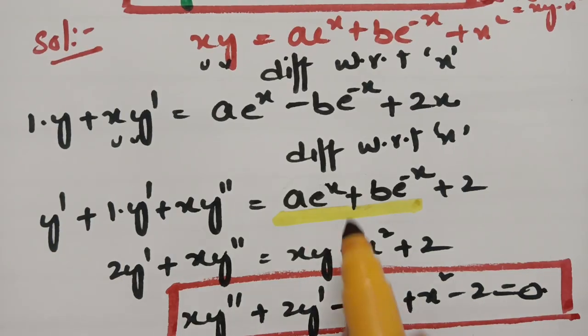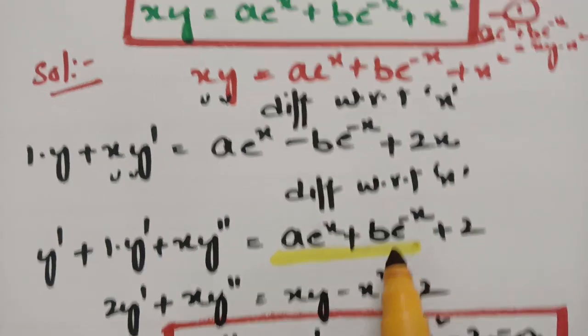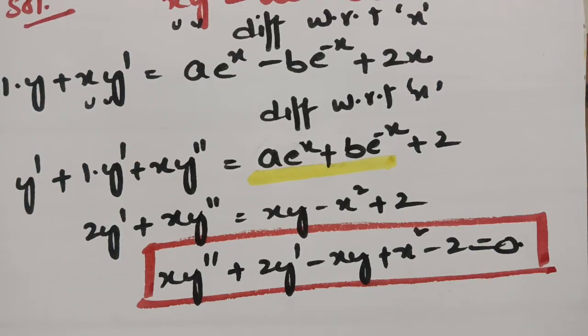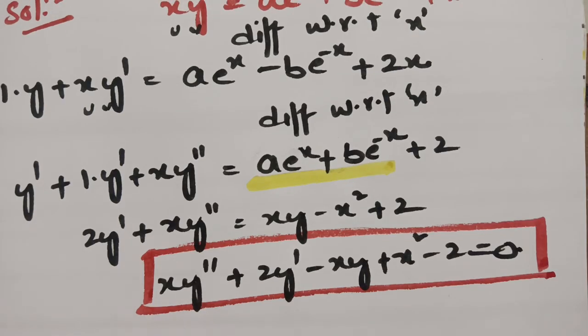See here, in this a e power x plus b e power minus x, we have to write xy minus x square, so that a and b are eliminated, and we got a second order differential equation. So as there are two constants, there will be a double derivative, and if it is a single constant, we will be having a single derivative y dash. And next one, see here.